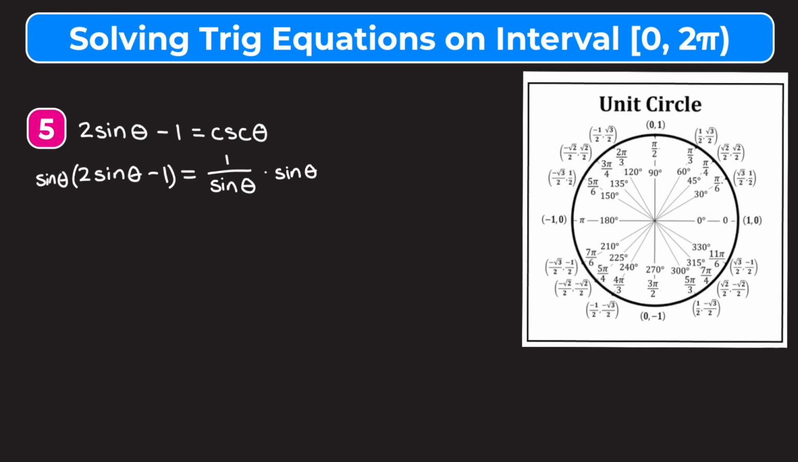On the left, we want to distribute this in. So we get 2 sine squared theta, and we're going to have minus sine theta. On the right, think of this as 1 over sine theta times sine theta over 1. Cross cancel, we're left with a 1. And now we are going to move everything to one side so that we can factor.